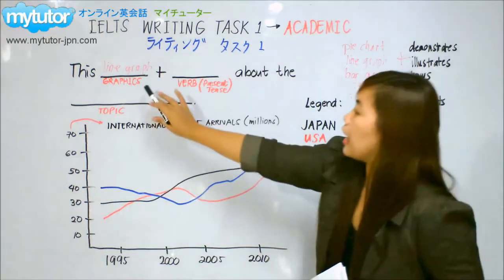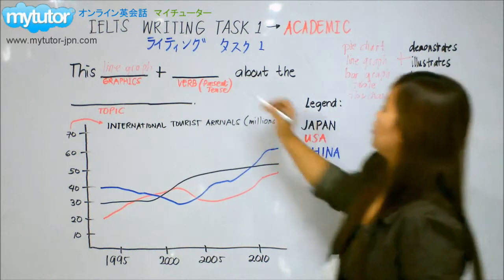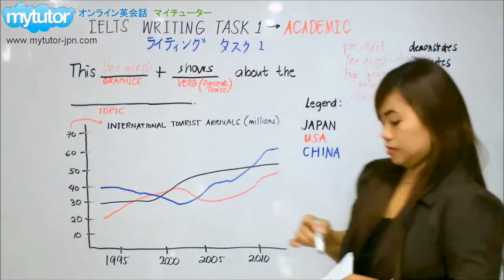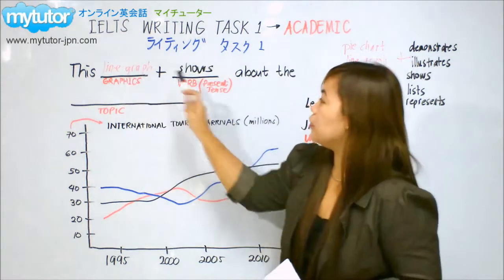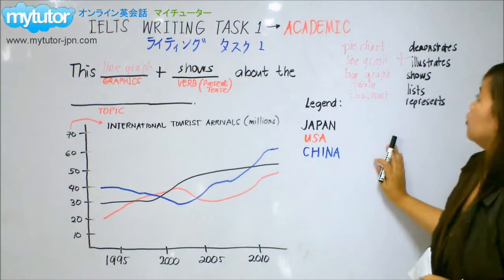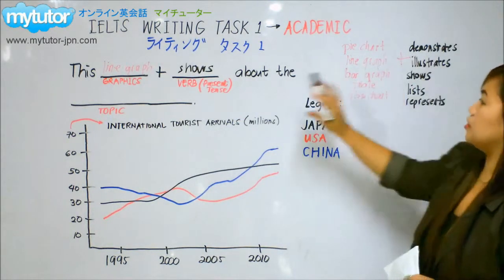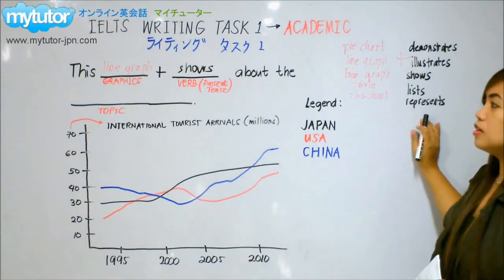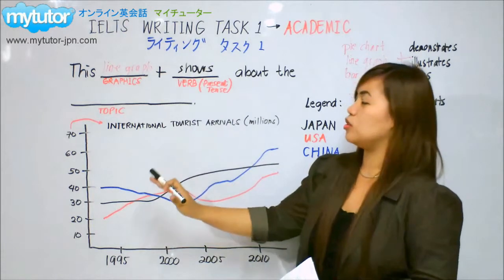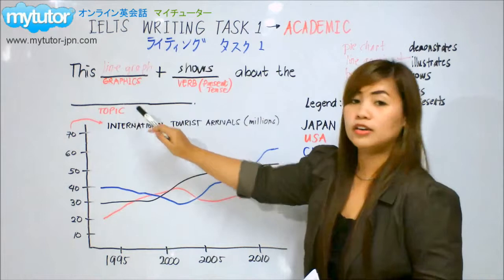So this line graph plus the present tense of the verb, let's say simple, shows. It will be like this: this line graph shows about the... Or you can say this line graph demonstrates, this line graph illustrates, this line graph lists, this line graph represents. Say for instance it's a pie chart: this pie chart shows about the... And here is your topic.